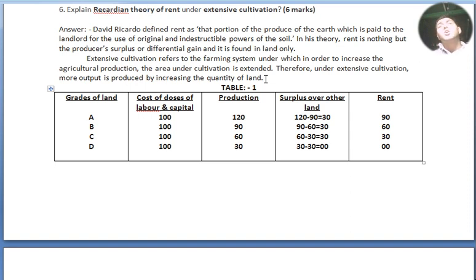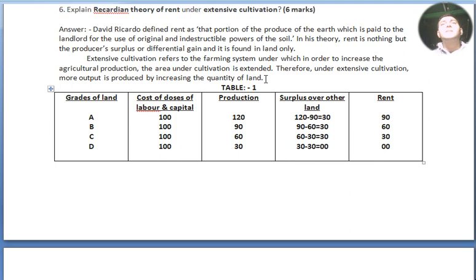Column number 2, cost of doses of labor and capital. Column number 3, production. Column number 4, surplus over other lands, and column number 5, rent. Grades of land A, B, C, D. Cost of doses of labor and capital is 100, 100, 100, which is fixed. Production is 120 for grade A, grade B 90, grade C 60, and grade D 30.